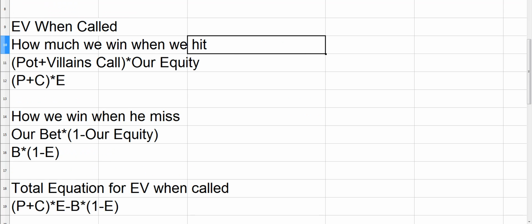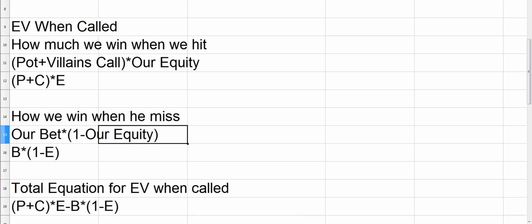So next we're going to find our EV when called. This is a fairly simple equation that I've broken down into two simpler equations. So first thing we need to calculate is how much we win when we hit. And this is pretty simple. We take the pot plus the size of villain's call and then multiply that by our equity. So essentially the pot will be a certain size and our equity represents the frequency we're going to win that pot. So the shorthand equation for this is P plus C multiplied by E is how much we win when we hit.